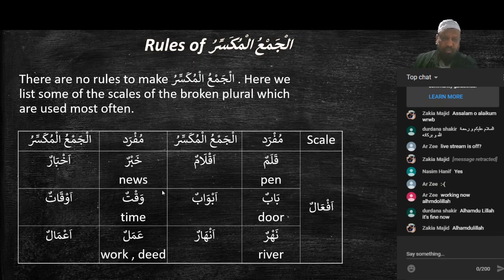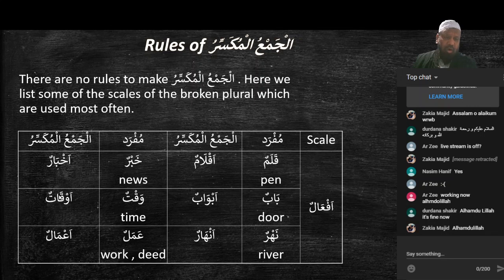Khabrun, news. If we put khabrun on this scale, put hamza with fatha first, and make the fa sukun. So akh. Then we have the ba on the ayn. After ba, we're going to have the alif. Akhbarun. Babun falls under this scale. We add hamza at the beginning and make the fa sakin. So ab. Then we have waw on the ayn. Then there's the alif after it. Abwabun.